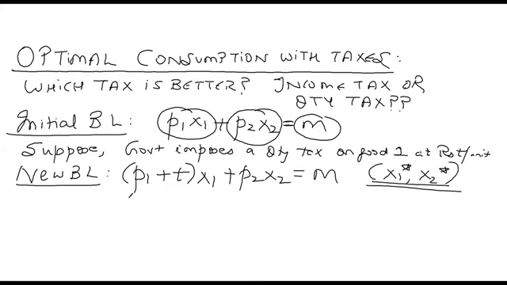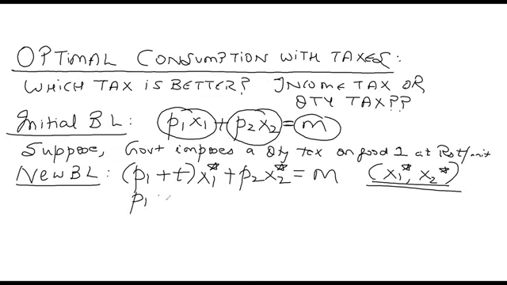So I can write it like this: P1 plus T times X1 star plus P2 X2 star is equal to M, where X1 star, X2 star denotes the optimal bundle you are actually consuming. When I write only X1, X2, it means the budget line. But when I write X1 star, X2 star, it is the point of tangency between the IC and the budget line.